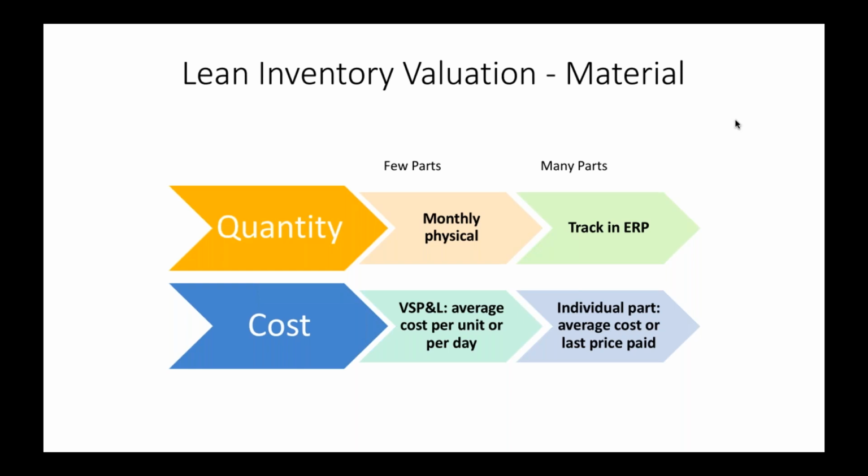Now, a lot of people in lean accounting are not fans of ERP systems, but I think the reality is ERP systems are necessary in manufacturing environments. The question is, how do you use the ERP system? So my recommendation in general for material is keep it in ERP, but don't use a standard cost. Use an average cost or maybe the last price paid.